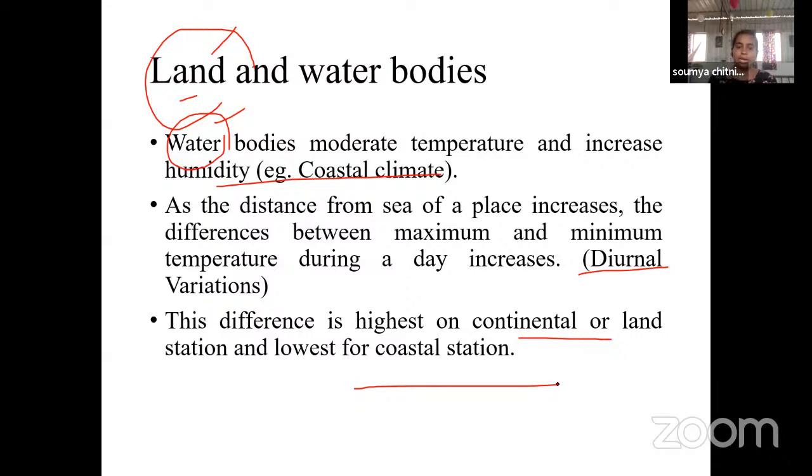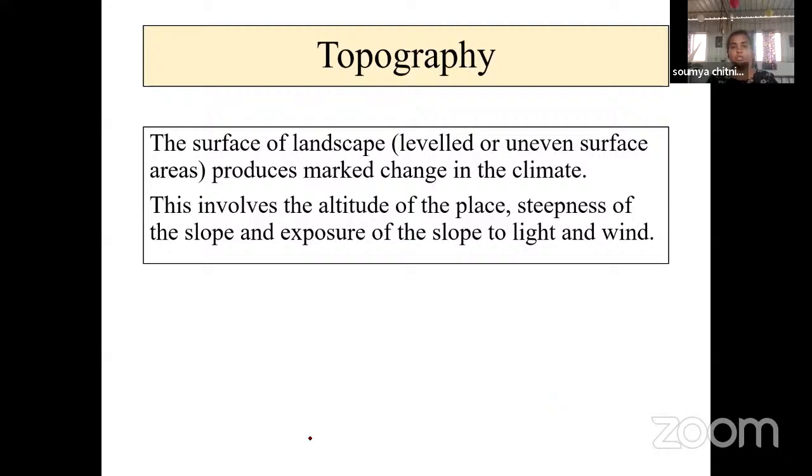So that's how these land and water bodies also affect the climatic condition. So the topography, as I told you, the land formation, how it is there. The surface of landscape may be leveled or uneven. This produces marked change in the climate. It also affects the climatic condition. So this involves the altitude of the place, steepness of the slope, exposure of the slope to the light and wind, how it is actually.